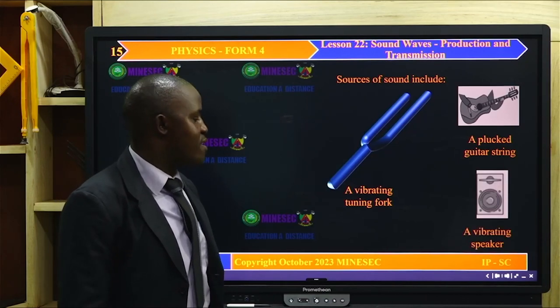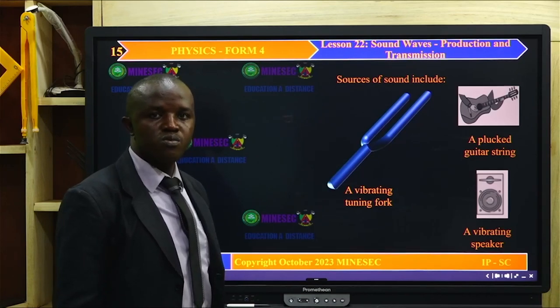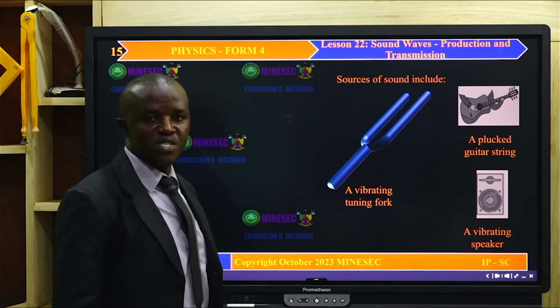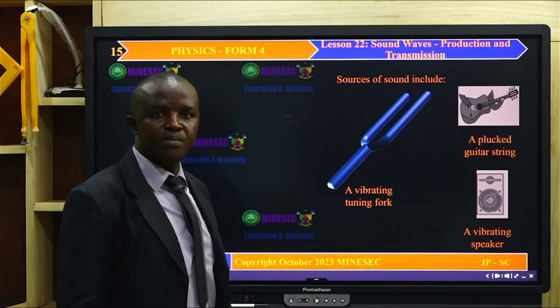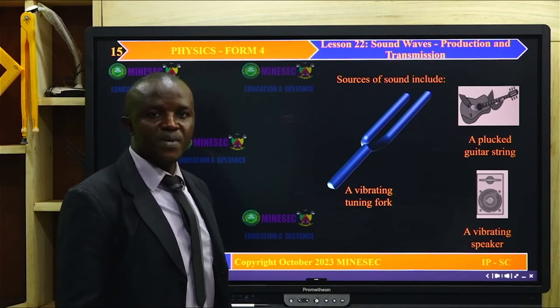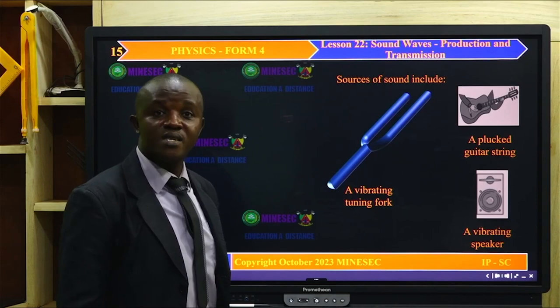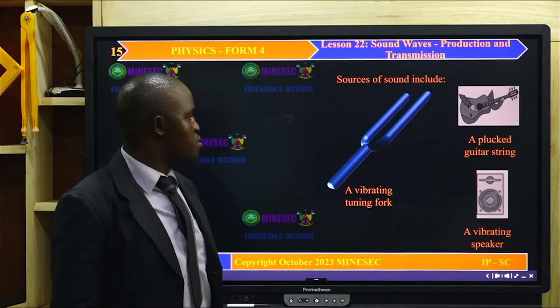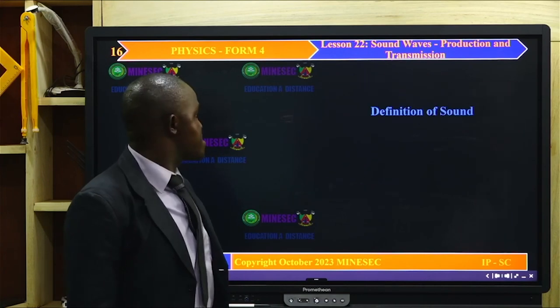And we will also have a vibrating speaker cone. Speakers have cones that vibrate and set layers of air adjacent to them into vibration. When the speaker cone is vibrating, it is a source of sound. When the speaker cone is not vibrating, it is not a source of sound. So here we have three complete examples. There are many other examples.